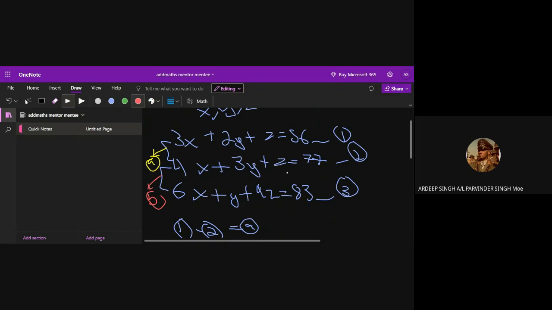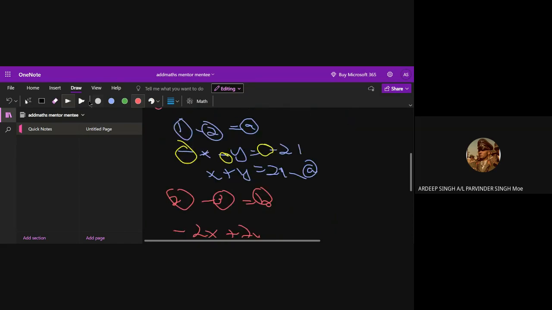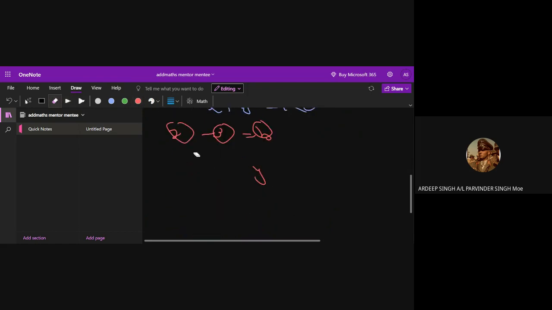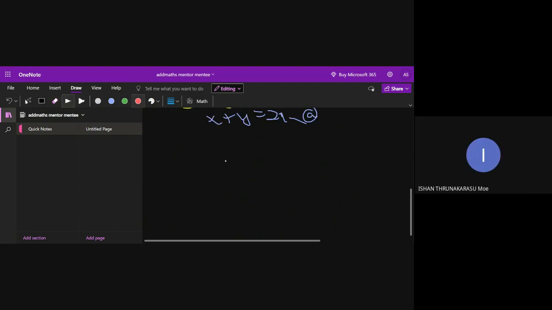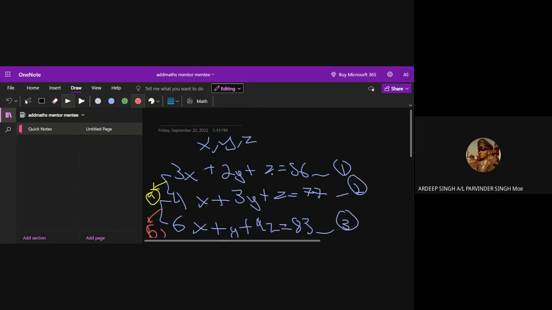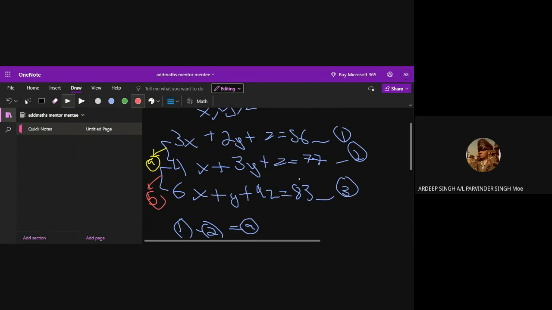Okay, before that, I never did this properly. Sorry, listen. Since we took out z here, we need to take out z here also. Okay, what can make this z equal to this z here?